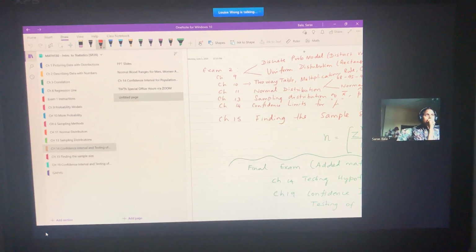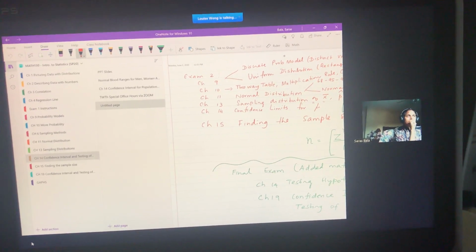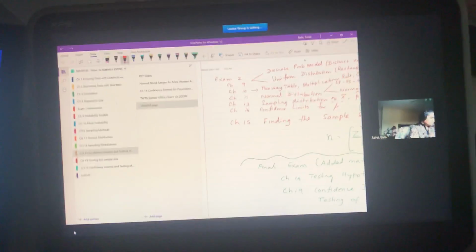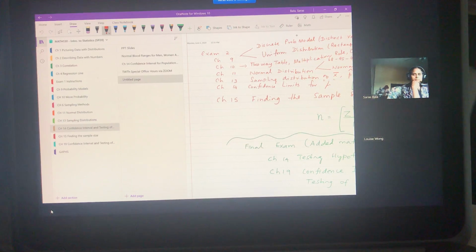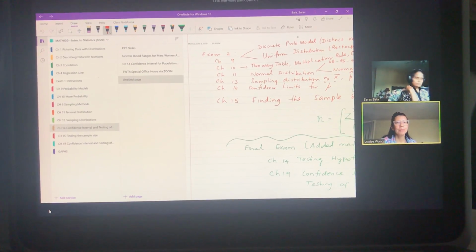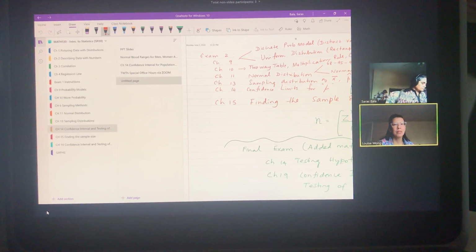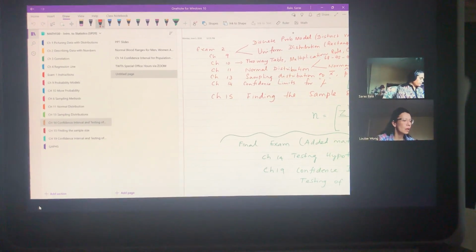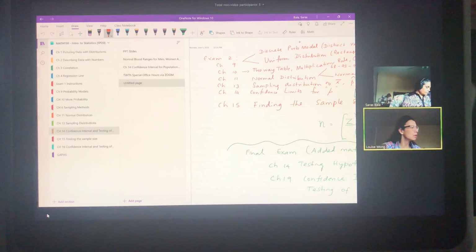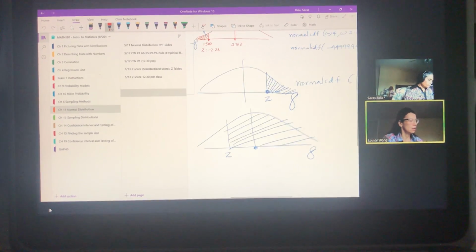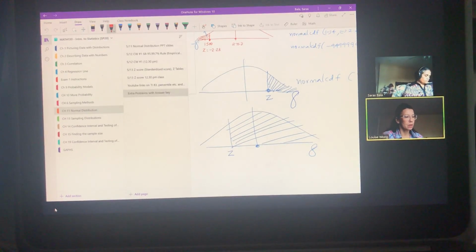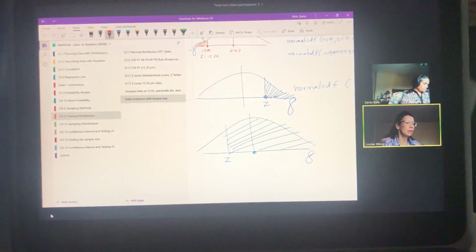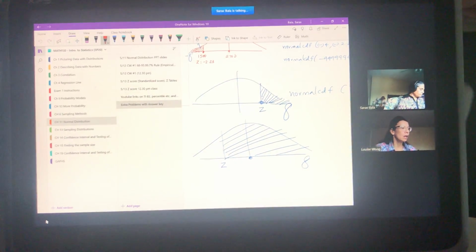So let me open this. Okay, I guess I'm gonna just start with chapter 11. Chapter 11, okay. Yeah. Let's see if I can find my work. Chapter 11. 13. Yeah, normal distribution.